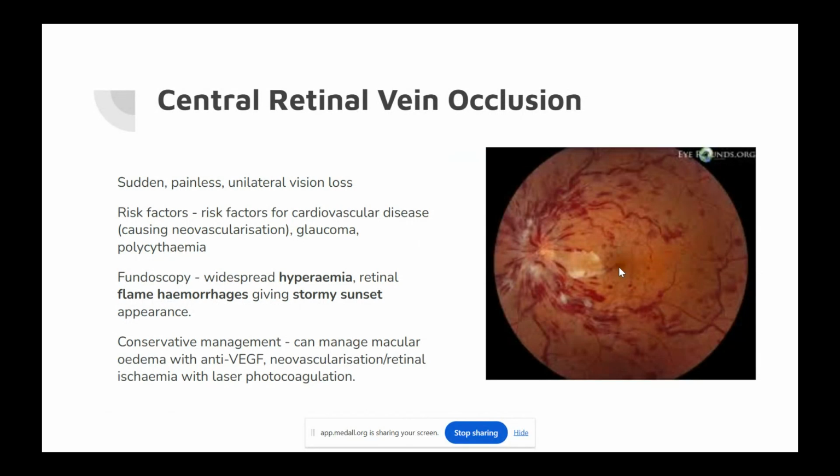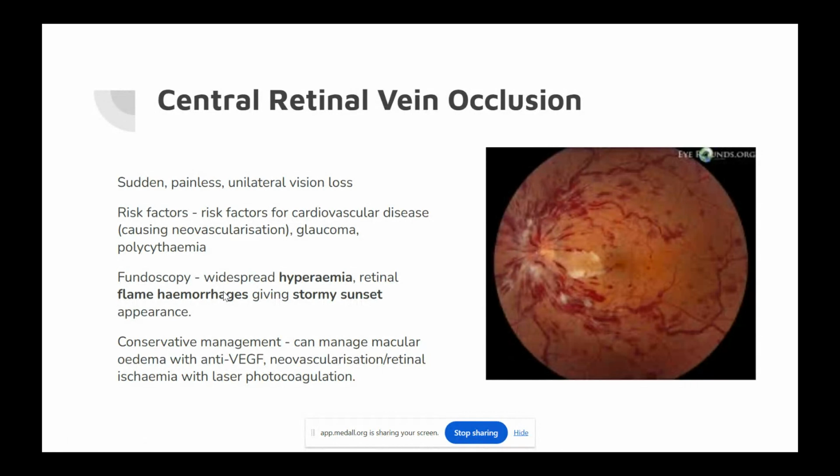Retinal vein occlusion, on the other hand, I also think is very interesting because it's what we call a stormy sunset appearance. So as you can see, it looks very angry, a lot of color there, and it has what we call flame hemorrhages. A lot of times in MCQs, someone with sudden painless loss of vision, they tell you on fundoscopy flame hemorrhages, or it looks like a stormy sunset, anything like that, just go straight to retinal vein occlusion.